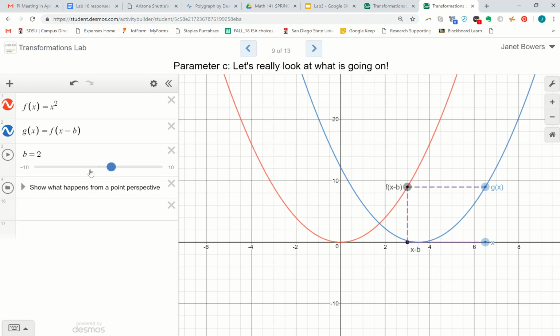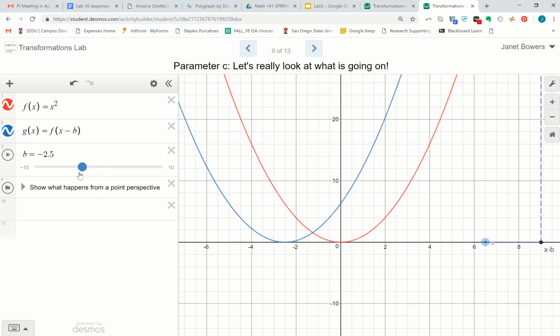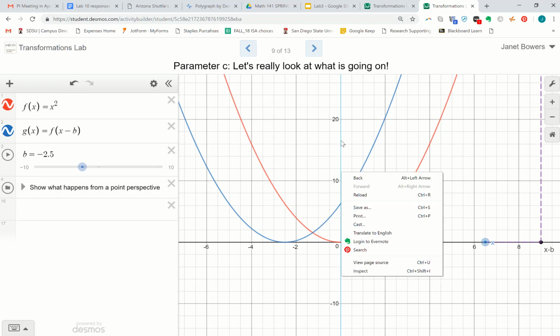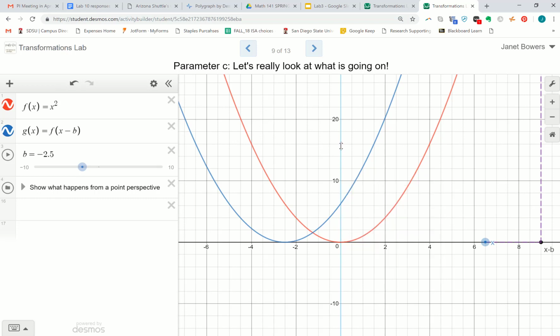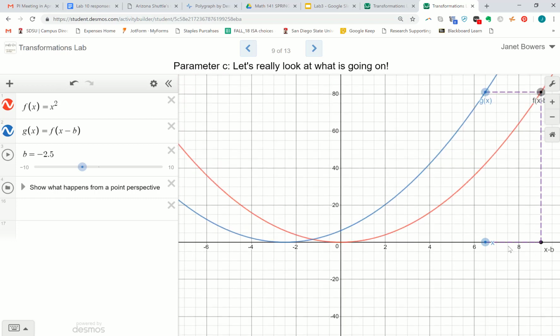Now, if we go to the negative side, it appears to go to the left. It also appears that we're going to have to shrink this down. So pull this down, again using the shift key, so we can see what's going on here. Okay, let's move our x value over here. Okay, so maybe over here.